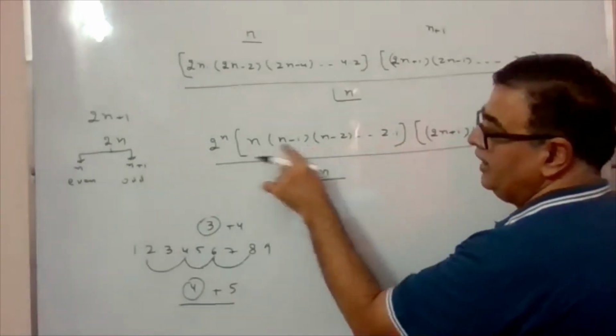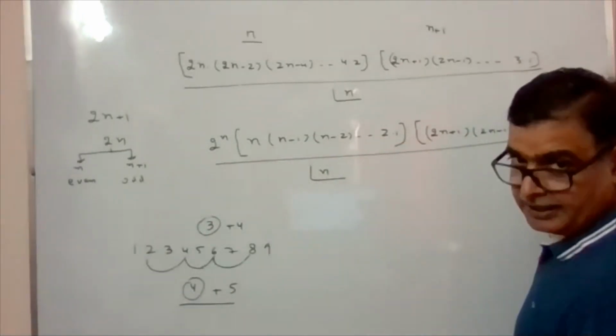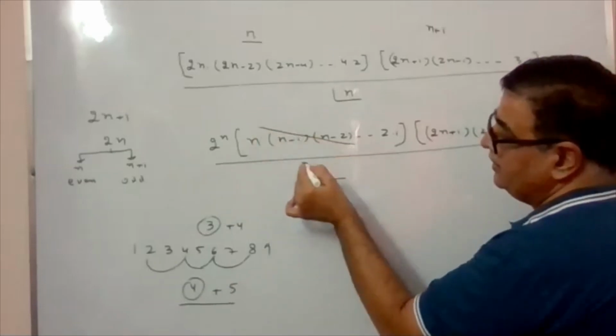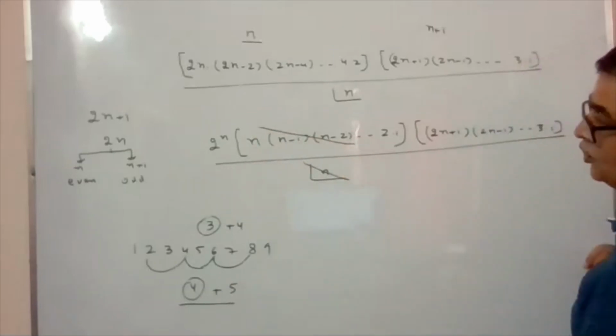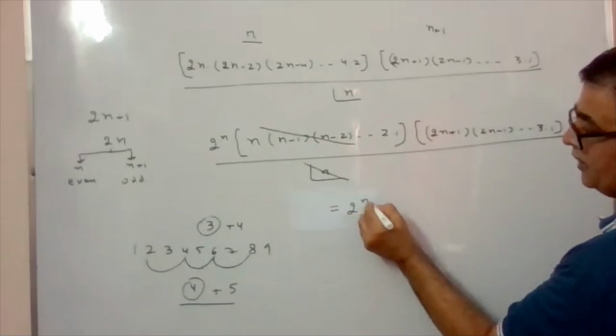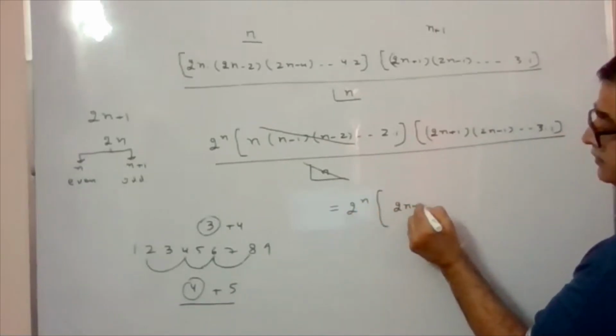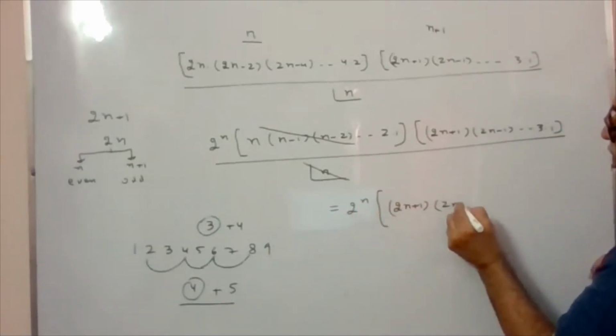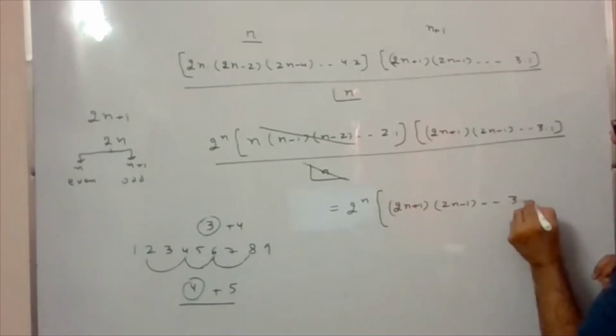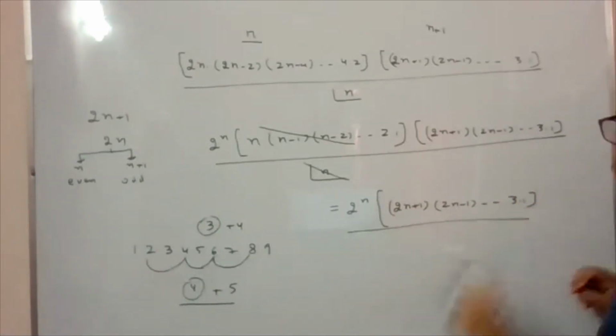1, 2, 3 till n. What is it? Factorial n again. So this part clearly gets cancelled out. What is left in my answer? It will be 2 power n, 2n plus 1, 2n minus 1 till 3 and 1. This is my answer.